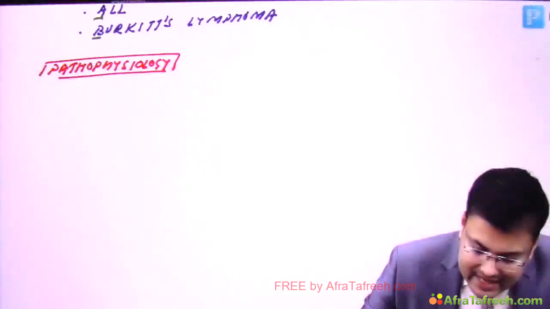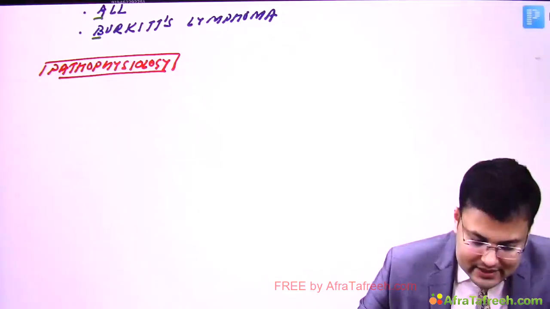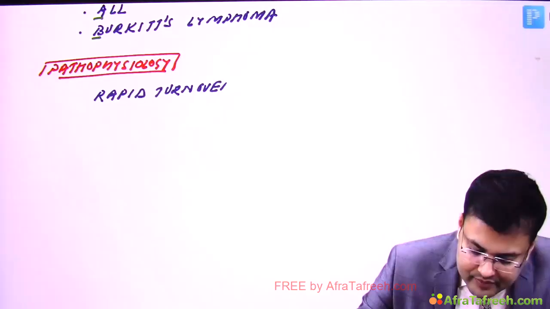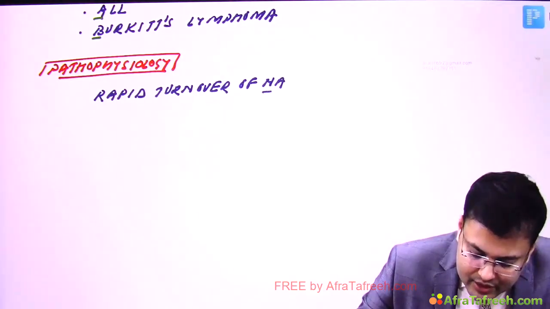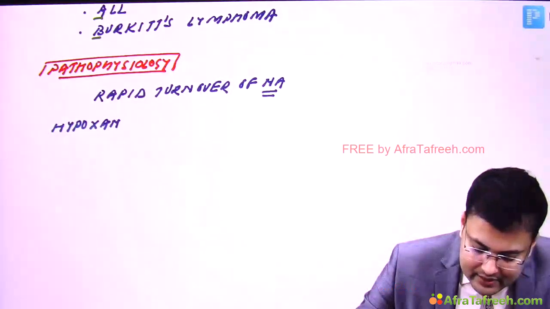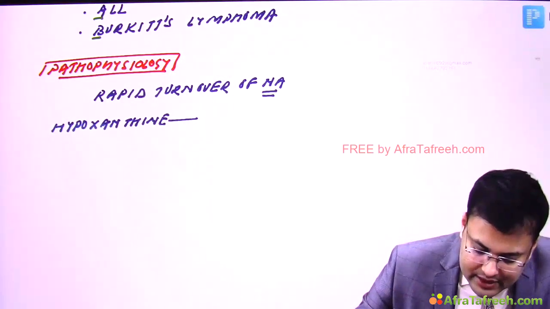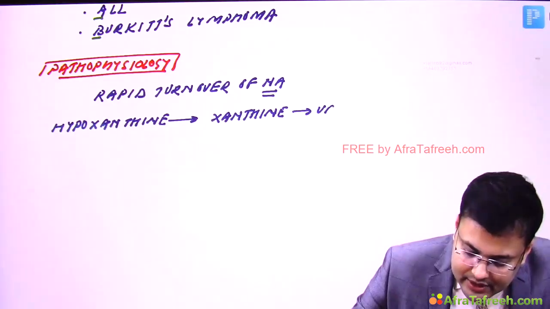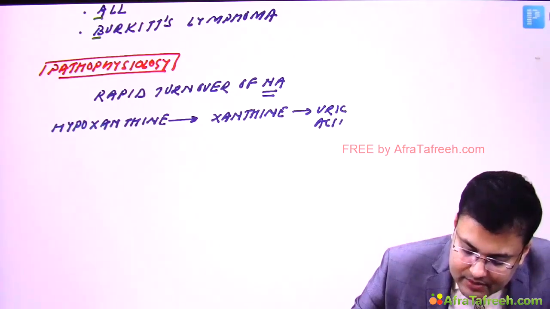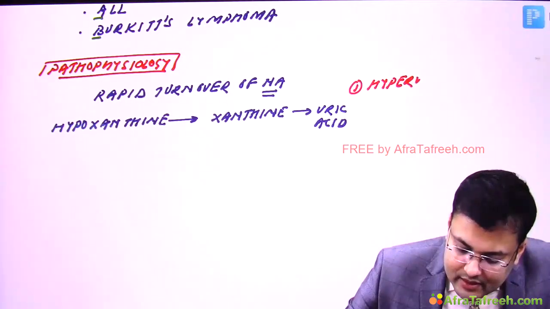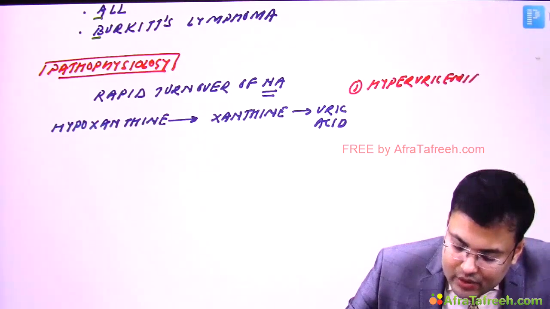Here there is rapid destruction of a large number of malignant cells, and because of that there is rapid turnover of nucleic acid. Clear? And because of rapid turnover of nucleic acid, what happens? We discussed that hypoxanthine will convert into xanthine, and xanthine will convert into uric acid. So what's the problem? First problem, these patients are going to have hyperuricemia. So can you see what is the dyselectrolytemia? It can lead to hyperuricemia.